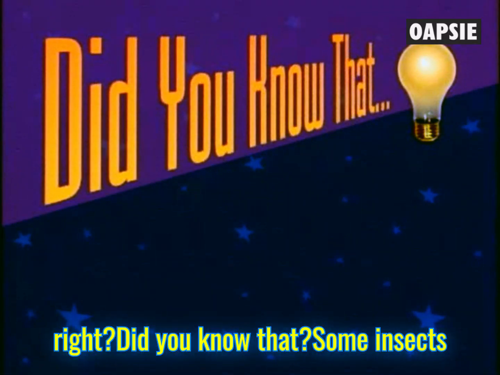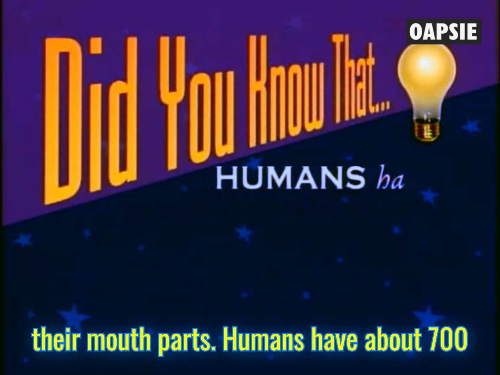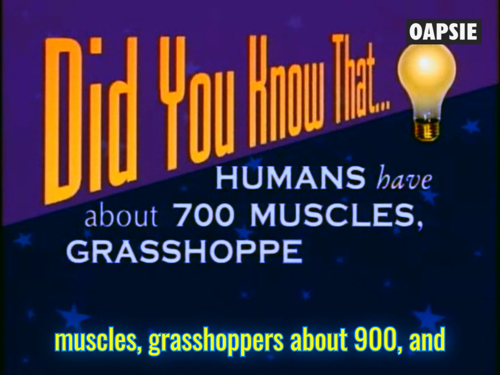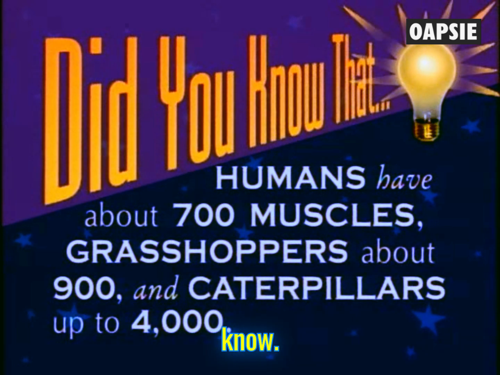Did you know that? Some insects can lift 50 times their body weight with their mouth parts. Humans have about 700 muscles, grasshoppers about 900, and caterpillars up to 4,000. Now you know!